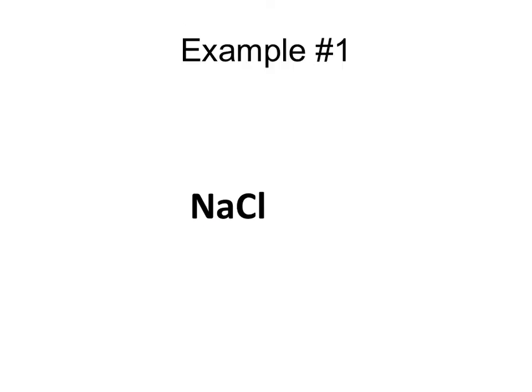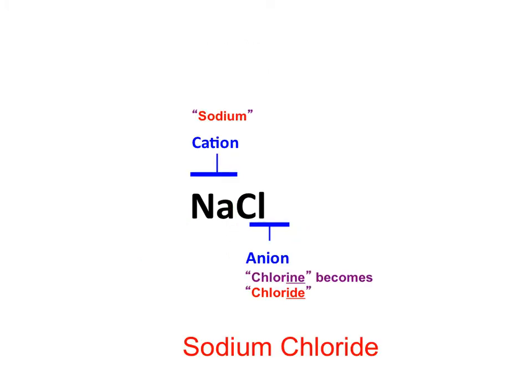So with our first example, you can see that it is a binary ionic compound. It is made of two elements, a metal and a nonmetal. So we will simply name the metal, which is sodium, and name the nonmetal, which is chlorine. We will drop the ending and we will add "ide," thus we get sodium chloride.